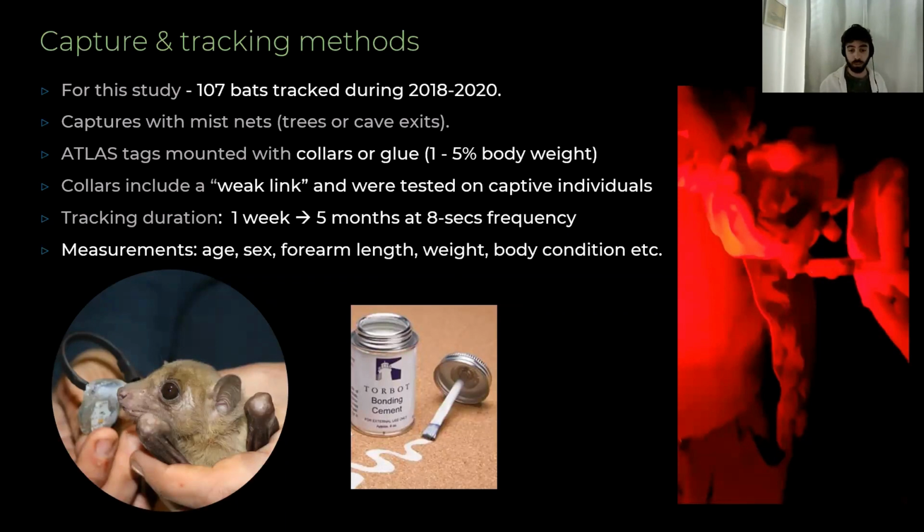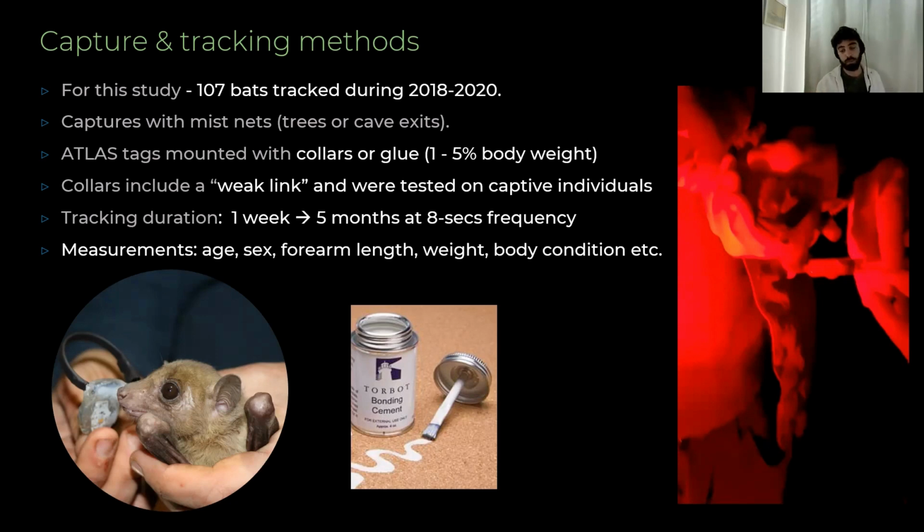They were either put on them using cement glue that lasts for between 1 to 3 weeks maximum, and then it drops off their fur. But for the adults that we're not expecting to grow more, we harness them with collars. Those collars include a weak link, so they will fall at some point. And of course, we tested these collars on several individuals in the zoo to make sure they don't harm the animals in any way. What we got is tracking duration from 1 week to 5 months at 8 seconds frequency, which is a lot of data to deal with.